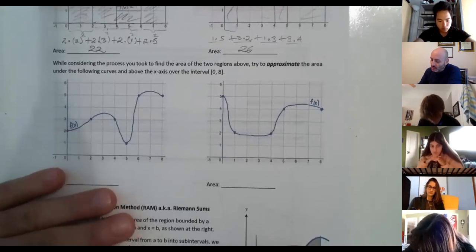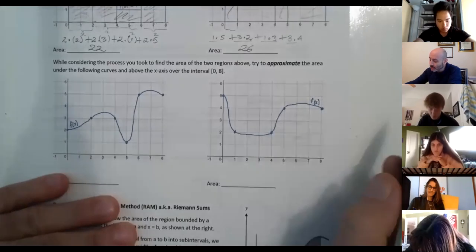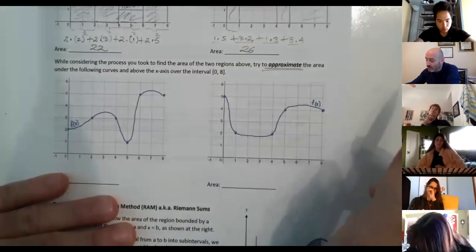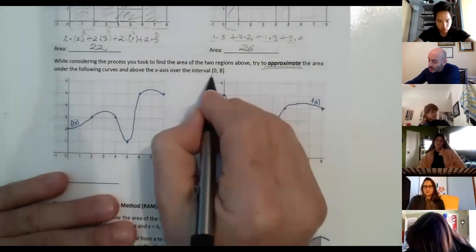So it says, while considering the process you took to find the area of the two regions above, try to approximate the area under the following curves and above the x-axis over the interval from 0 to 8.